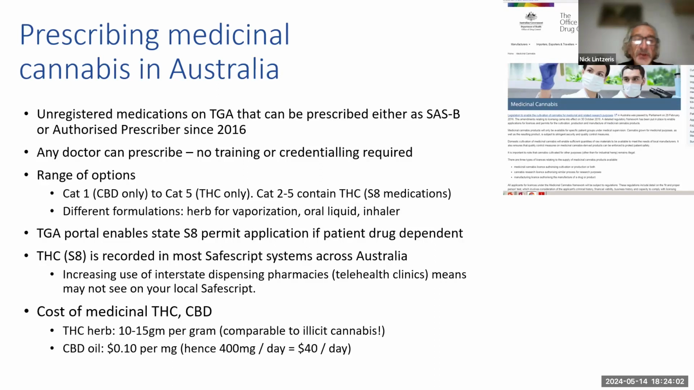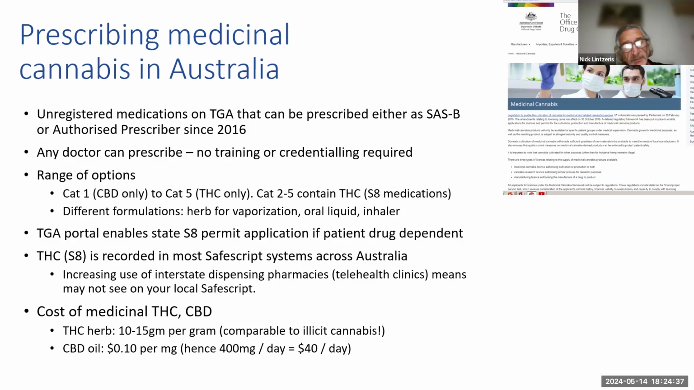To give you a sense of the cost of medicinal cannabis, THC herb, that should read $10 to $15 a gram. So that's quite comparable to illicit cannabis. Illicit cannabis depends how you buy it, if you buy it in bulk or in small grams or in big ounces. But often you're looking at that $10 to $15 a gram, so up to $20 a gram. So the cost of medicinal cannabis is actually very competitive compared to illicit cannabis.